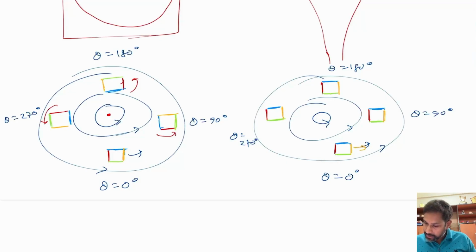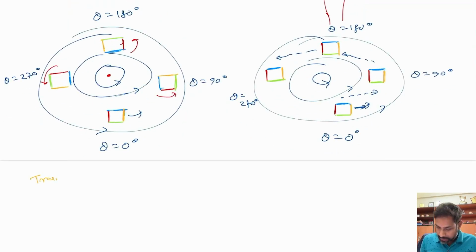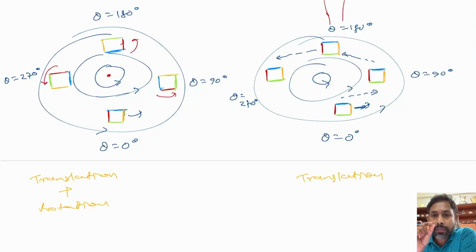So it started here, and it has actually just moved its position to this place. Now it has gone and changed its position to this place, so there is no angular motion in itself, right? So in the left hand side case, there is translation plus rotation, whereas in the right hand side case, there is only translation. Okay, so the fluid element is only going from one place to another.